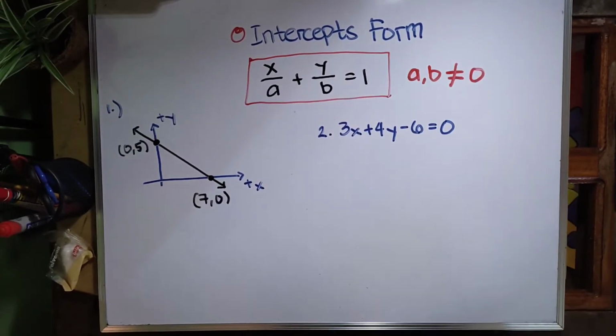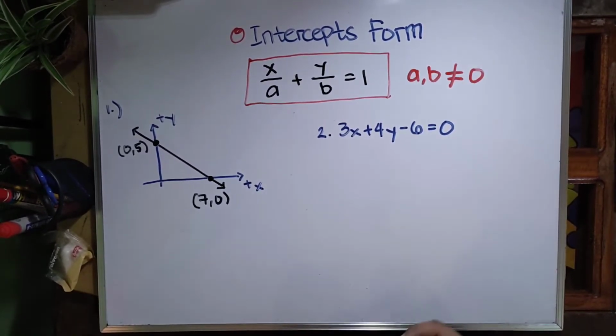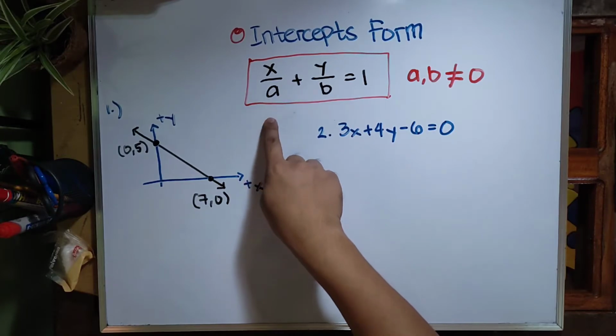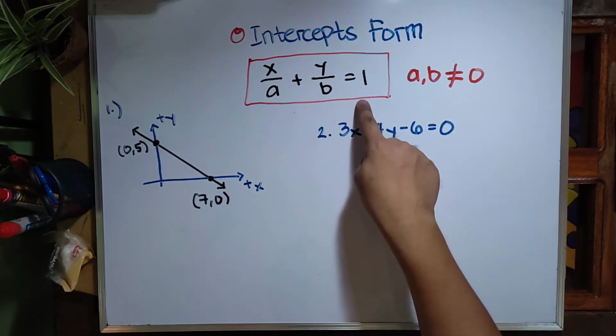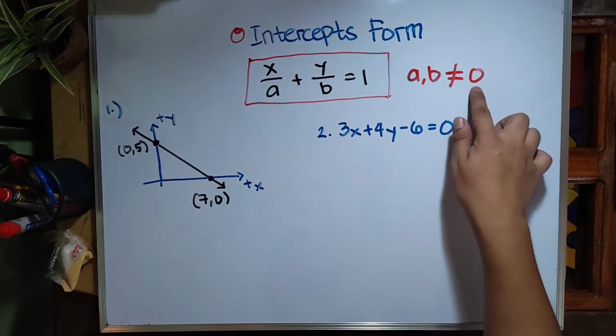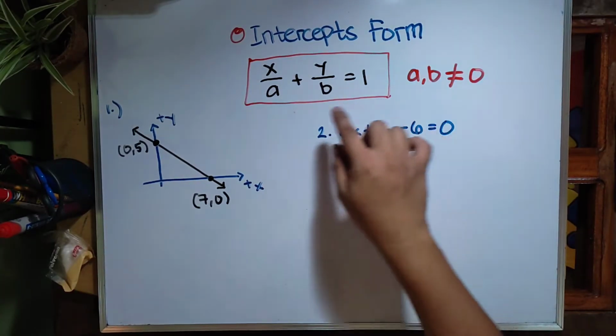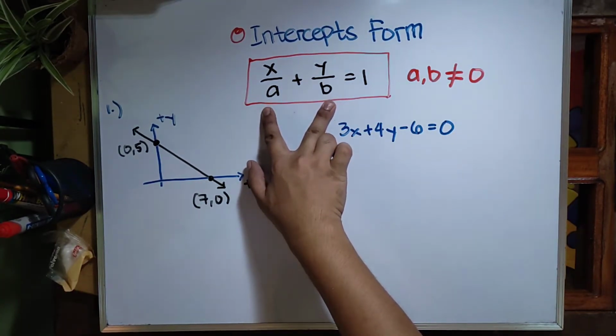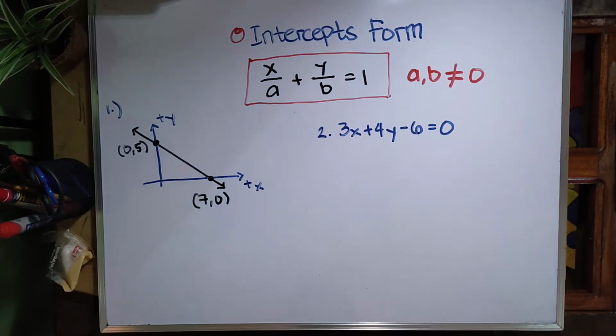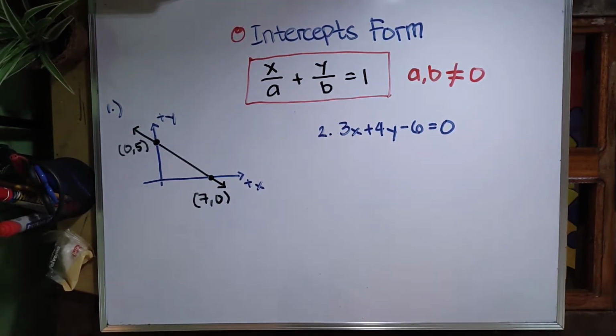And lastly, let's talk about the intercepts form. The not so common form out of the four, where it is in the form x over a plus y over b equals 1, where a and b must not be equal to 0, and a and b are the x and y intercepts respectively. Let's try to solve this.